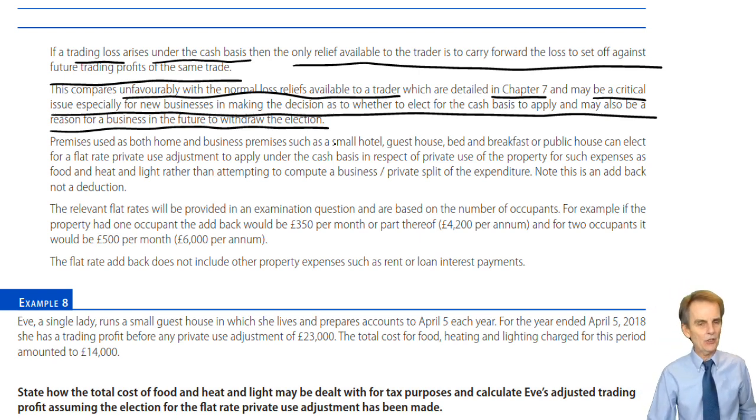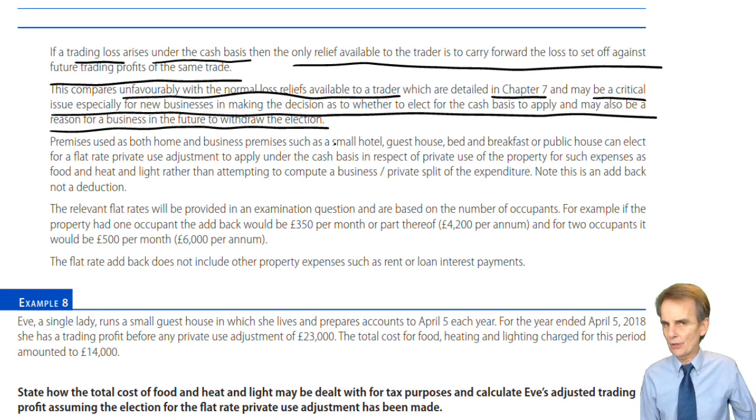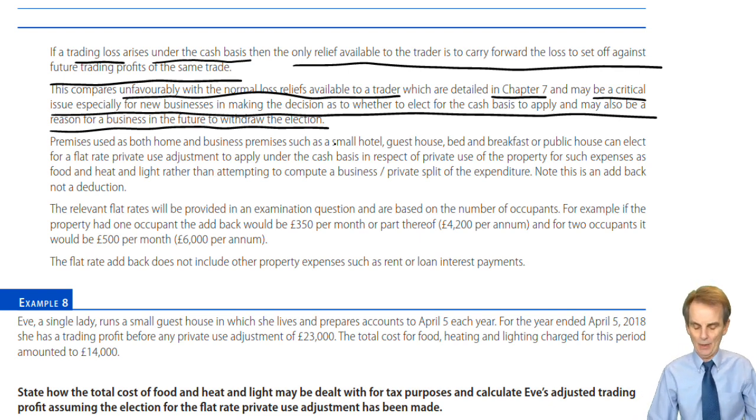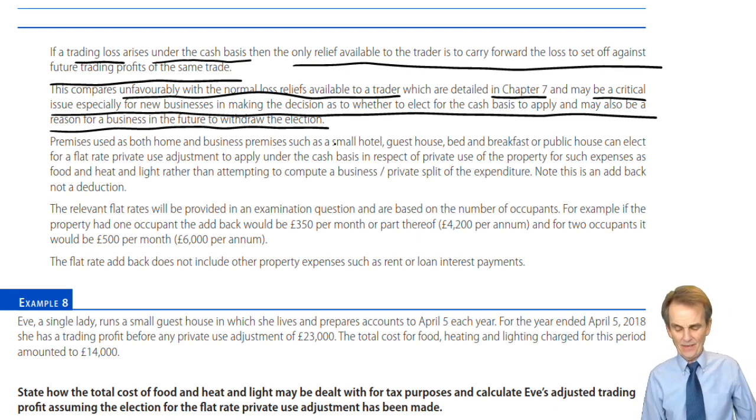Again, if it's loss-making, I suspect, of course, that it won't be in terms of any exam question that you've got to deal with, then the loss reliefs are less generous. And on that basis, you may favour your normal basis.